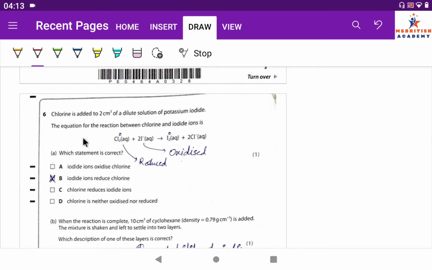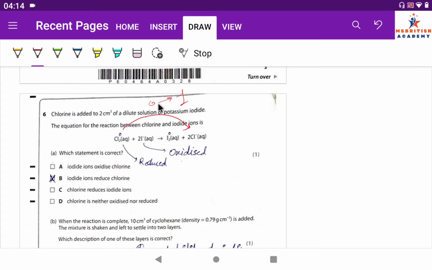Now question number 6. Chlorine is added to 2 centimeter cube of dilute solution of potassium iodide. The equation for the reaction between chlorine and iodide ions is Cl2 aqueous reacts with 2I minus aqueous to give I2 aqueous and 2Cl minus aqueous. So you can see the oxidation number for chlorine is 0, and in this it is -1, so it is reduced. Oxidation number decreases from 0 to -1.